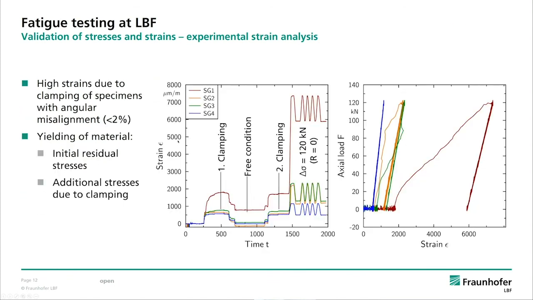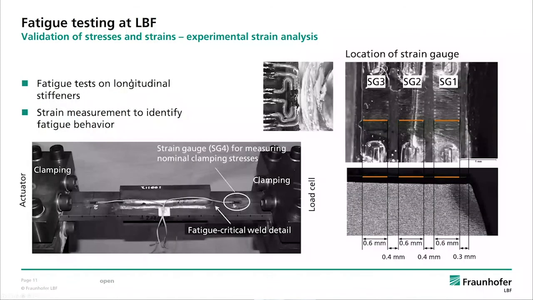Another example where we really need to look quite into detail is shown here. So we see here a longitudinal stiffener. So we have a base plate, and we have two stiffeners, one on the upper side, one on the lower side, and those are welded to this base plate. We see here also two strain gauges. Those are used for measuring clamping stresses, because as you know, probably during welding we get a distortion. So for this one, it would be mostly an angular distortion.